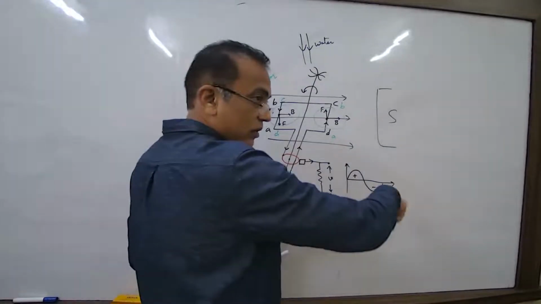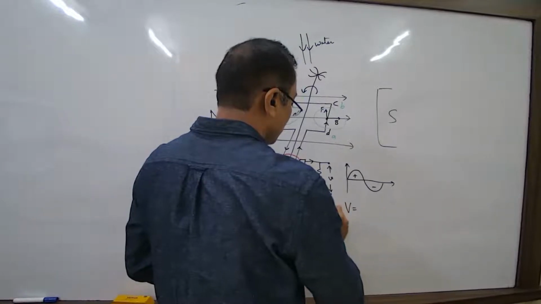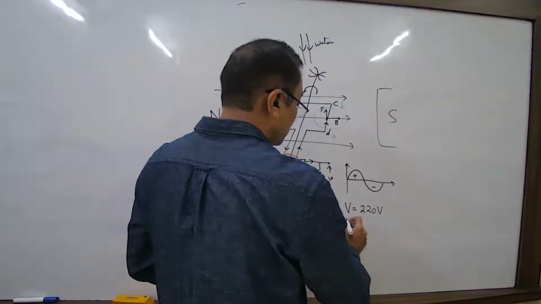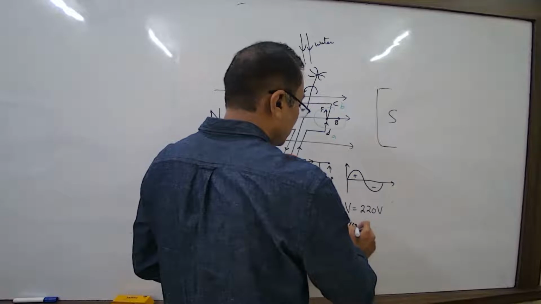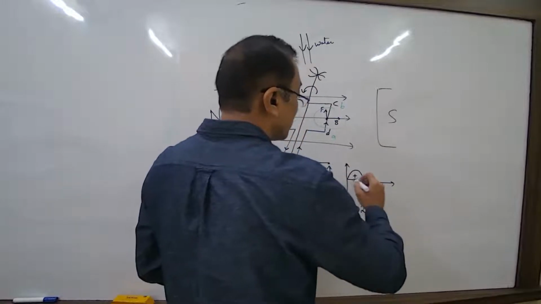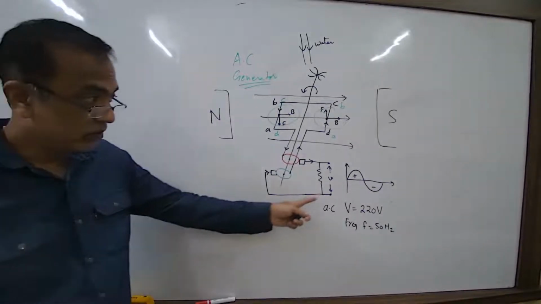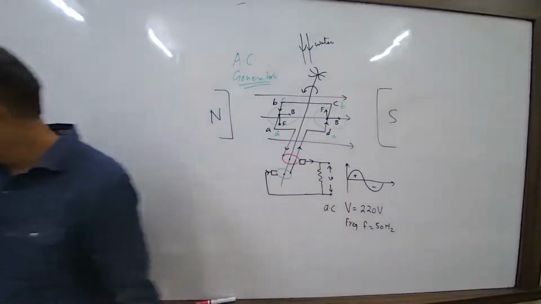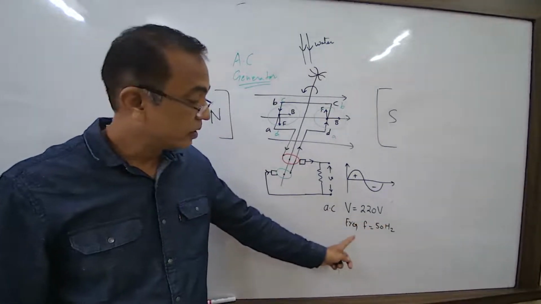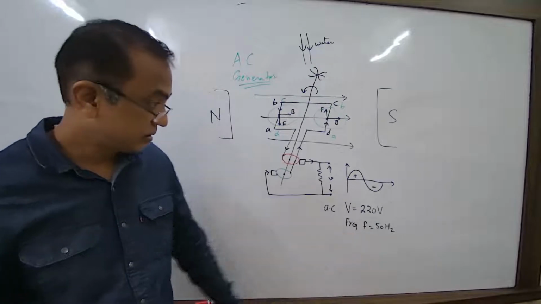So we are getting a cycle now, right? So in our home, what do we get? The voltage we get at home is AC voltage, 220 volt. And what is the frequency of it? Frequency is 50 hertz. So in 1 second it changes 50 times. The voltage that comes into our home, between these two, is 220 volt AC, and it changes 50 times in 1 second. That is why its frequency is 50 hertz. Got it?